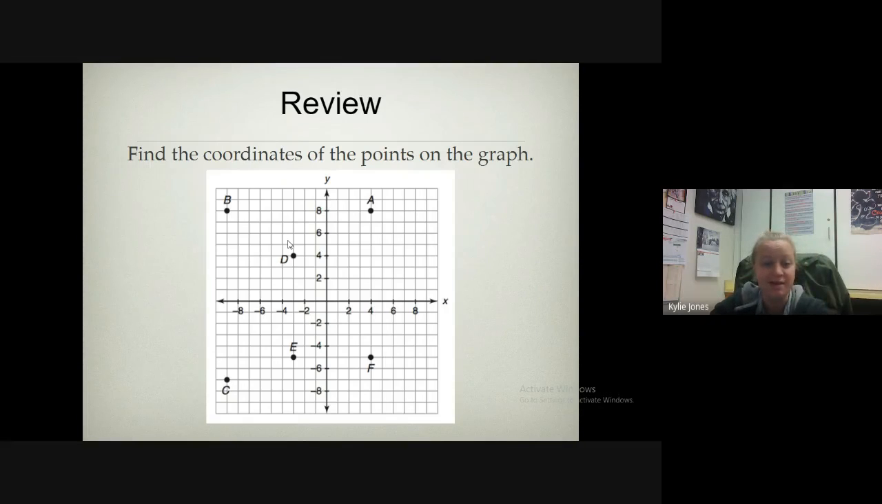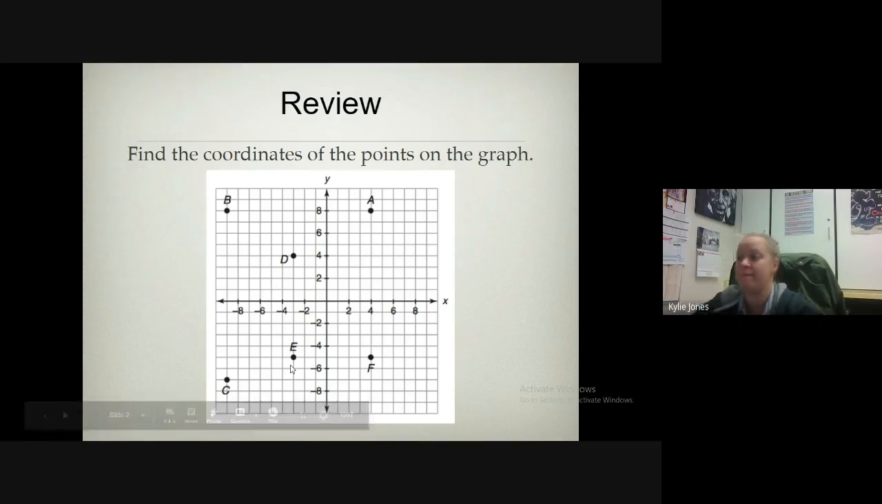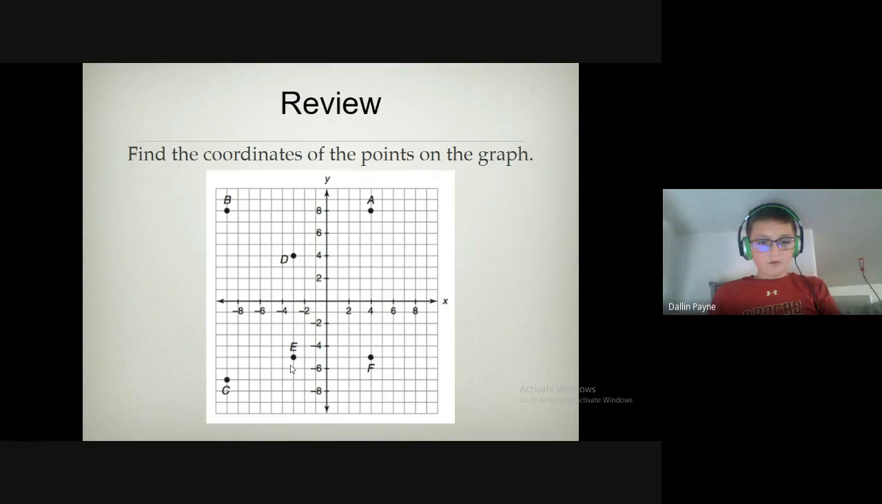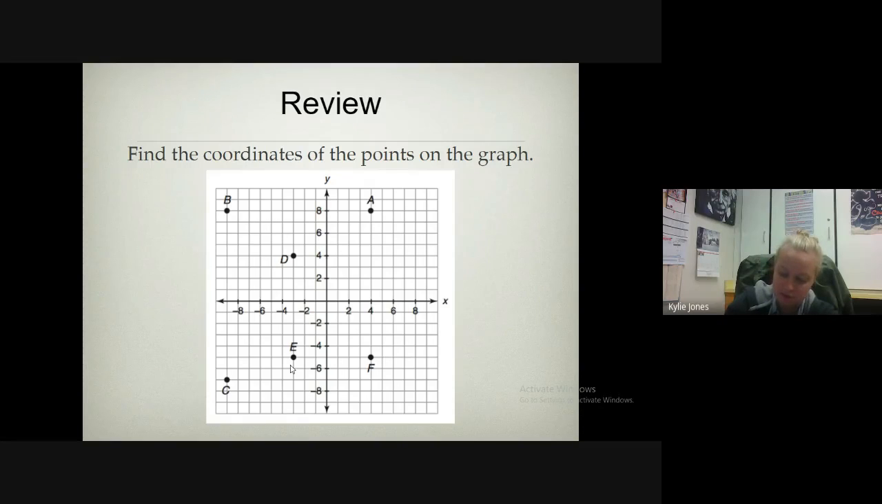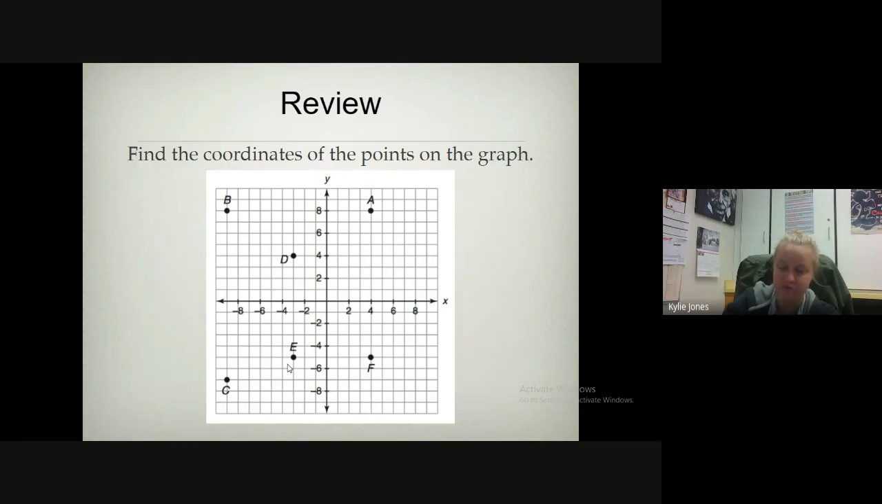Then we have point E, which is down here in quadrant 3. Where would this one be? -3 and then -5. Good. Negative 3, negative 5, because we are going backwards 3 and then down 5. So they're both negative.